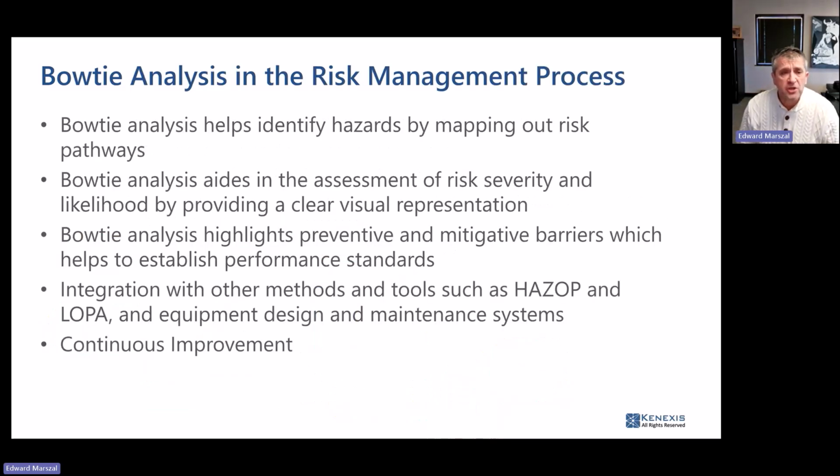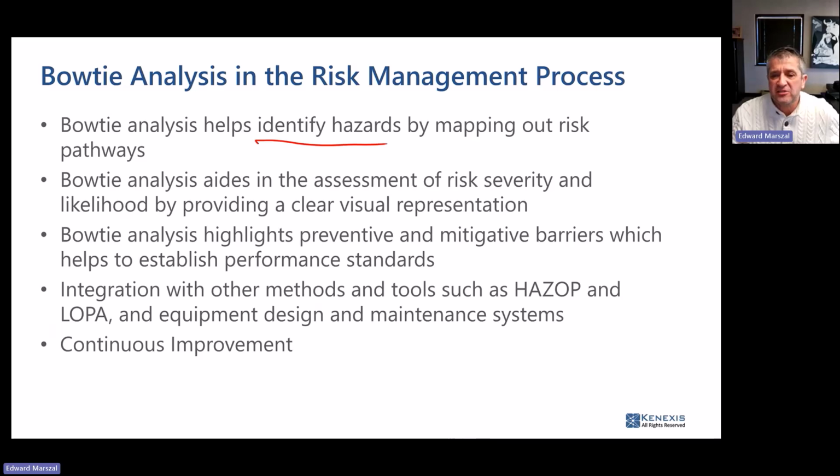All right. So bow tie analysis in the risk management process. Bow tie analysis helps to identify hazards to some degree. Honestly, by the time you get to a bow tie diagram, you've already done all your identification. Bow tie diagrams usually happen after a HAZOP and after a LOPA. It's the next step to help in visualization. So, but it will help you to catch any mistakes that you made.